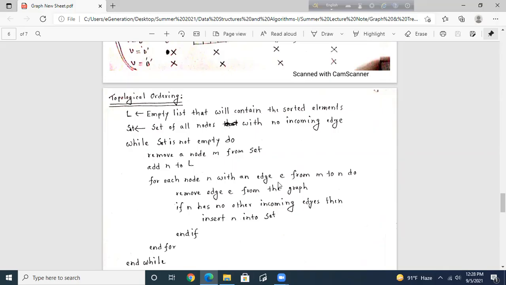So at first, what do you have to do? Dear student, again I am repeating, here you have selected your M. After selecting your M, now you have to find all the edges from M to N. Because M is already selected and M is inserted into L, now you have to know all the edges from M to N.